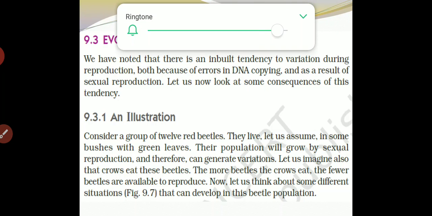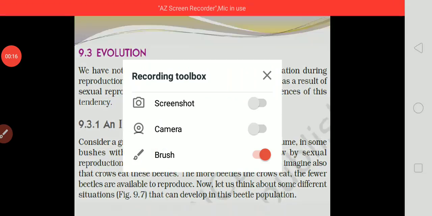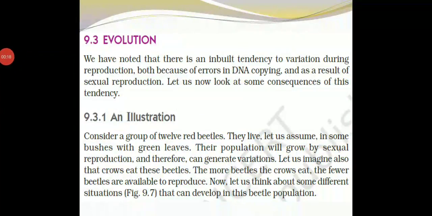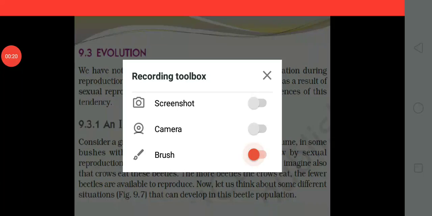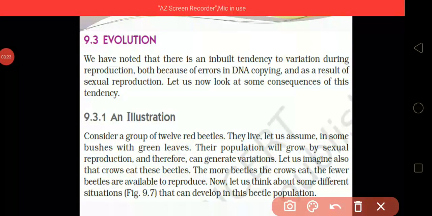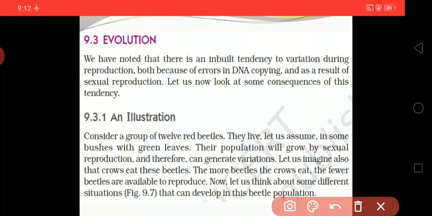Evolution. We have noted that there is an inbuilt tendency to variation during reproduction. During reproduction there is a certain inbuilt tendency that works for variation. Some variation can be seen in an organ.